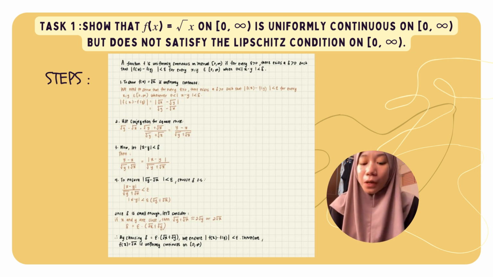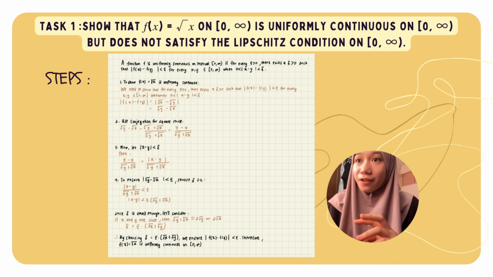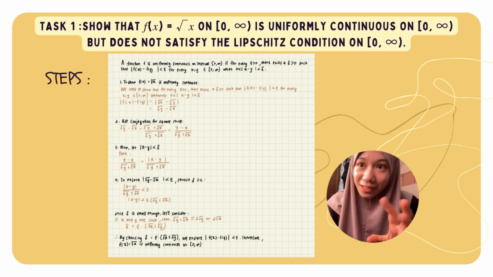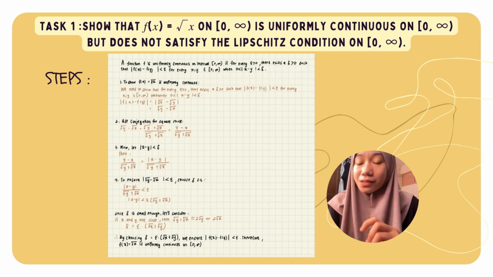So for today, I would like to present question 1, which is a function f(x), to show that the function f(x) equal to square root x is uniformly continuous on [0, infinity) but does not satisfy the Lipschitz condition.